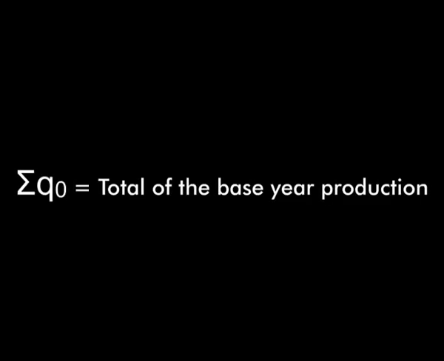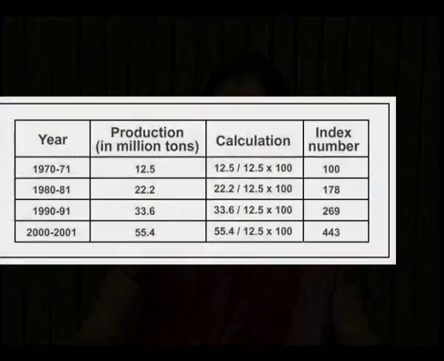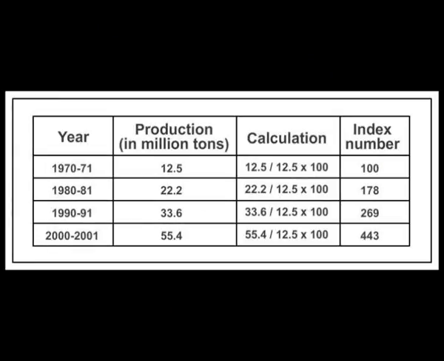Sigma q1 equals total of the current year production. Sigma q0 equals total of the base year production. Generally, base year values are taken as 100 and the index number is calculated. For example, production of cotton in India is as here.